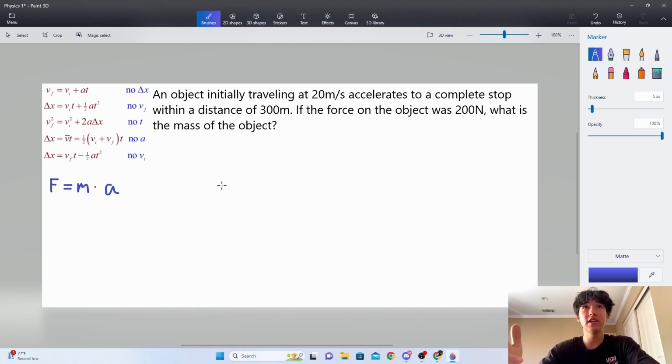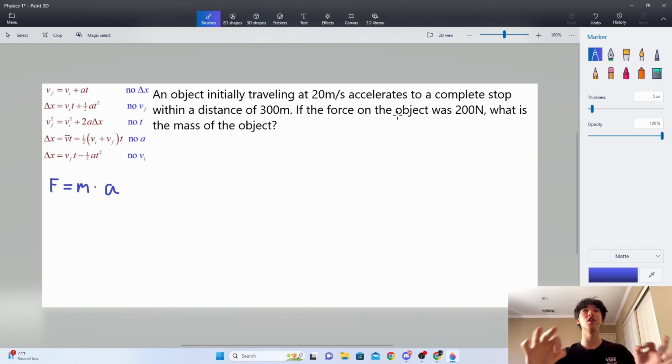So an object initially traveling at 20 meters a second accelerates to a complete stop within a distance of 300 meters. So usually what you would expect is for them to say decelerate because we're slowing down, right? We're at 20 meters a second and then we're at a complete stop.